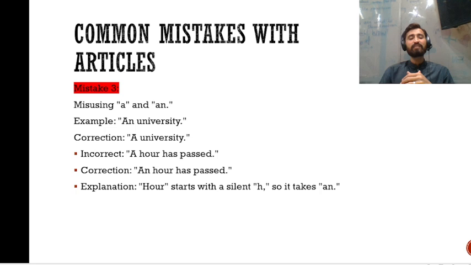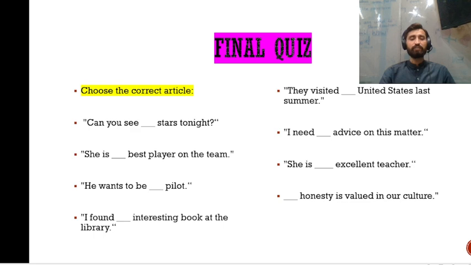The second one is a hour has passed. It's incorrect because hour starts from a vowel sound. So an hour has passed. This is the correct version. So in explanation, you can see that hour starts with the silent H. So it takes an because it starts from a vowel sound.